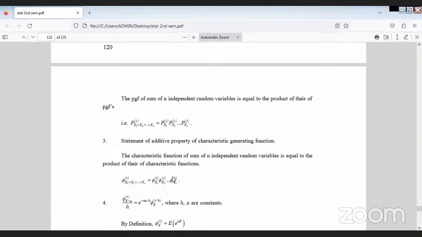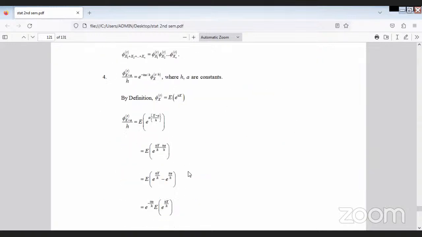The characteristic function of the sum of independent random variables is equal to the product of their characteristic functions, that is phi of x1 plus x2 plus and so on xn at t is phi of x1 at t times phi of x2 at t and so on, that is the multiplication I am doing here. And another one, phi of (x minus a) by h at t is e power minus ita by h times phi of x at t by h, where h and a are constants here.